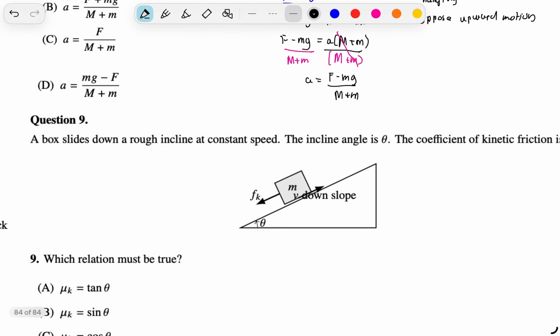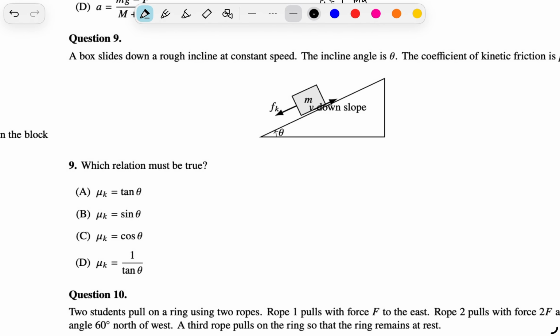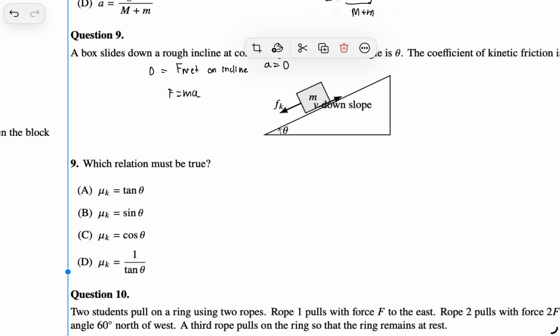So we have a block that slides down a rough incline at a constant speed, and the incline angle is theta. The coefficient of friction is mu k. Which of the following relations have to be true? So if you have constant speed, again, acceleration is equal to 0. So that means that F net acting on the incline is going to be equal to 0 because F = ma. So let's break down our components here.